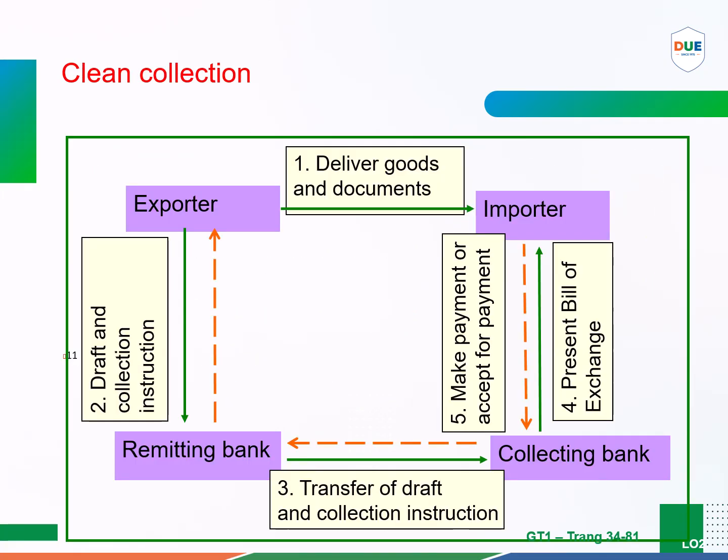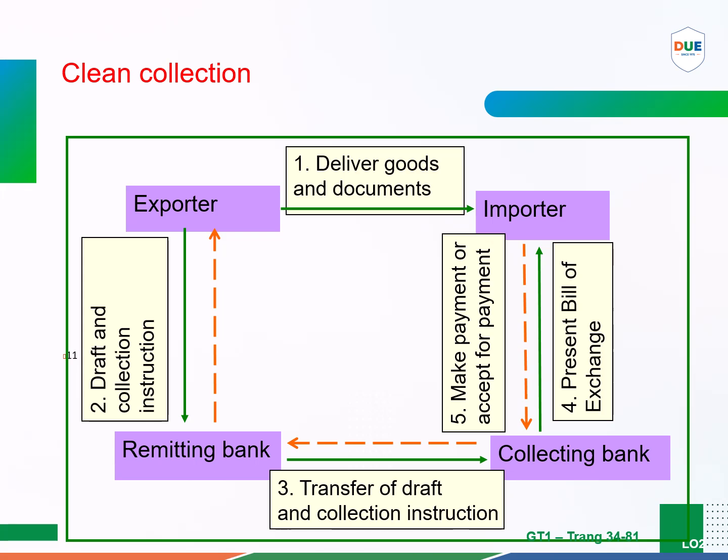In a clean collection, the goods and commercial documents are sent directly to the importer without passing through a bank. The bank only acts as an intermediary for collecting payment without controlling the goods or guaranteeing payment. The process works as follows. The exporter delivers the goods and documents to the importer while sending the draft to their bank.